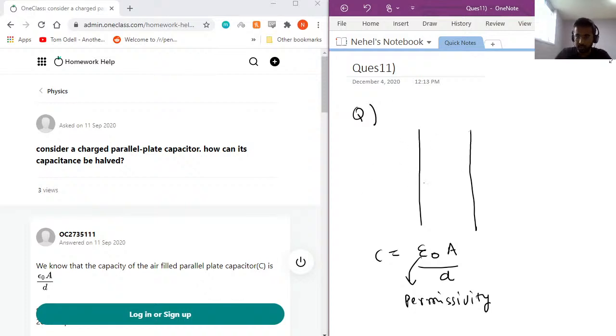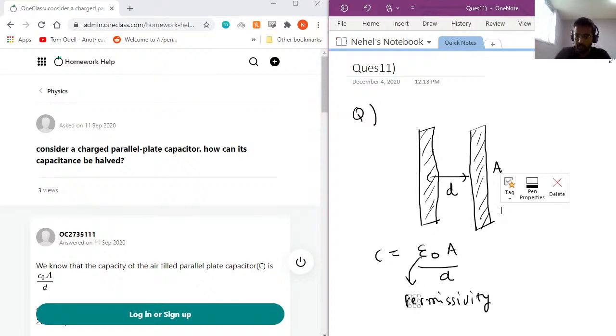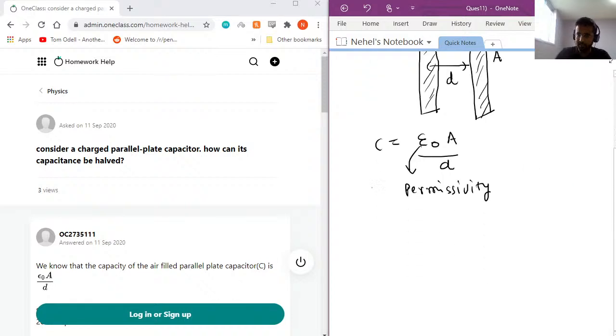The other two factors which dictate the capacitance are the area and the distance. I've drawn it in one dimension here, but in two dimensions it looks something like this. This area A also determines the capacitance of our parallel plate capacitor. Then there's the distance between the plates. The closer they are, the more charge they can store, and the further apart they are, the smaller the capacitance. So capacitance depends on these three, whereas epsilon naught is constant. If we wanted to halve our capacitance, we would have two cases. Case one: the new area becomes the old area divided by 2.